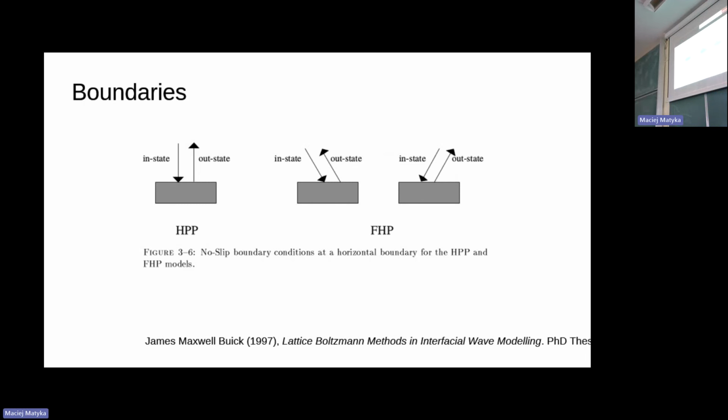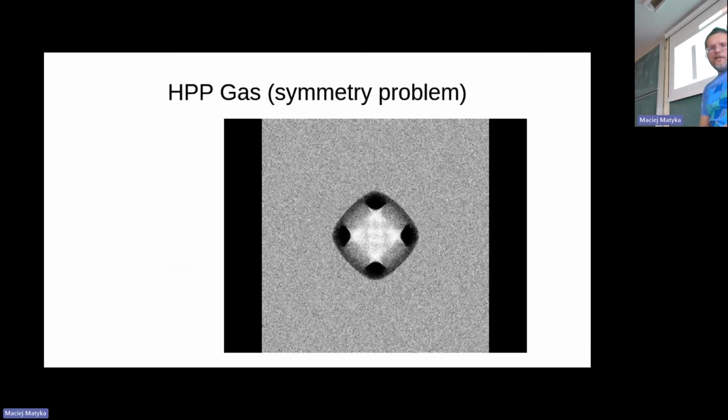What is interesting to consider are boundaries. You've seen in my movie that I had a boundary from which the particle can be reflected, and this is done in the most straightforward way in cellular automata, because you basically have to assume some kind of boundary condition. For instance, here is the no-slip condition, so if there is an in-state and there is a wall, then the velocity is basically reflected. If you do this, you get zero velocity on the wall, and this is the hydrodynamic no-slip condition.